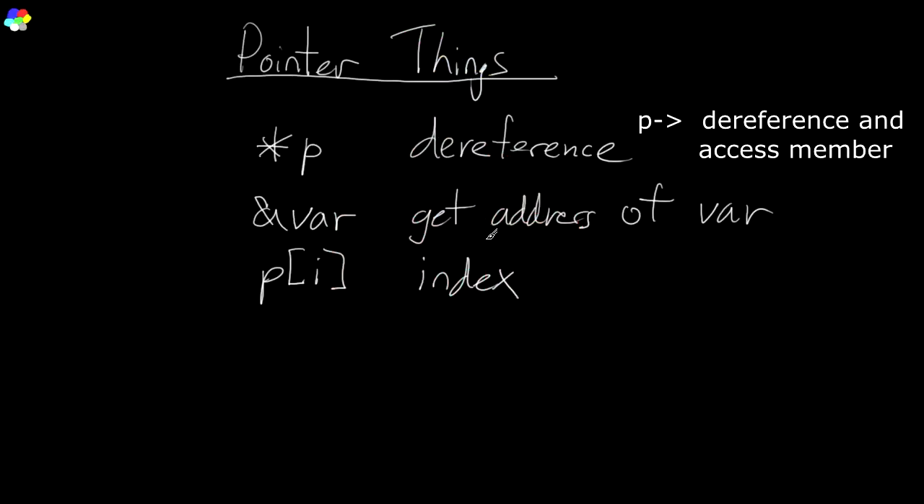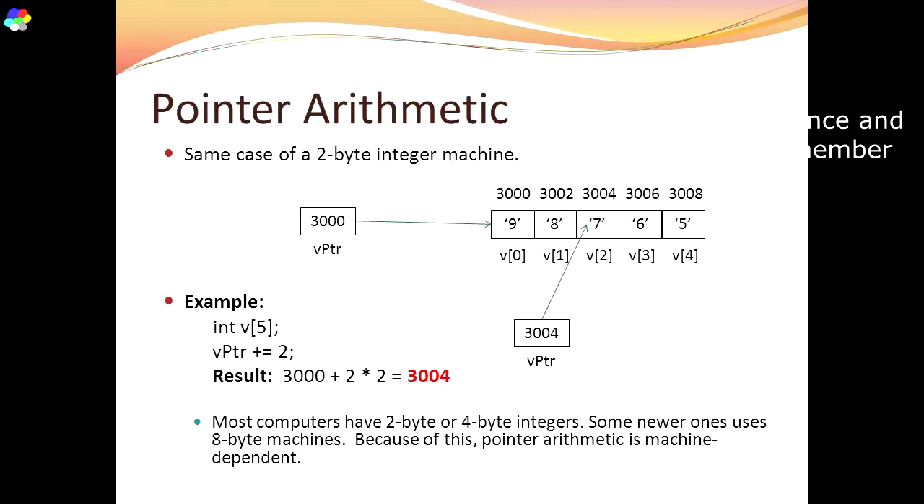So now we've got a whole bunch of things we can do with relation to pointers. We can dereference a pointer, we can get the address of a variable so that we can store that in a pointer, and we can index from a pointer. And there's actually a whole bunch of other stuff that we can do with pointers, and together we call this pointer arithmetic. So let's take a look at what this stuff is.